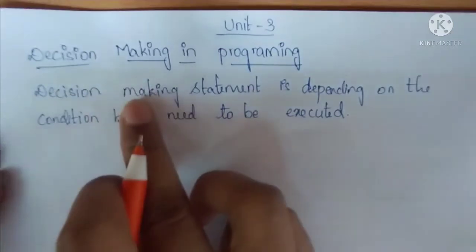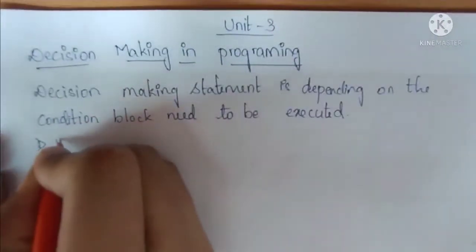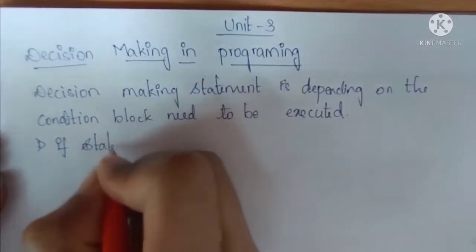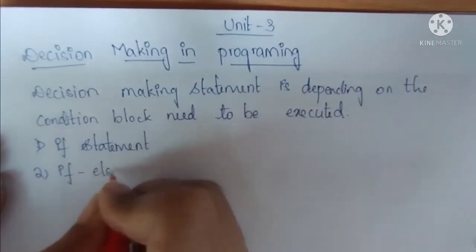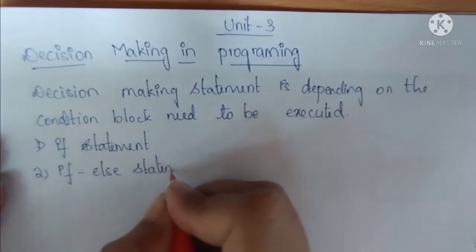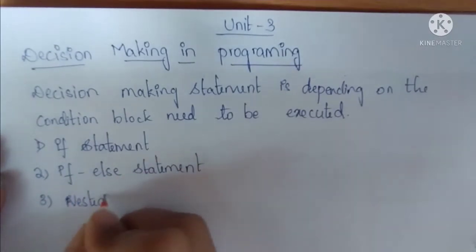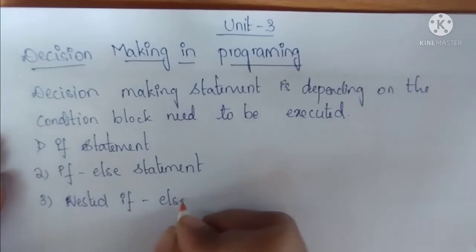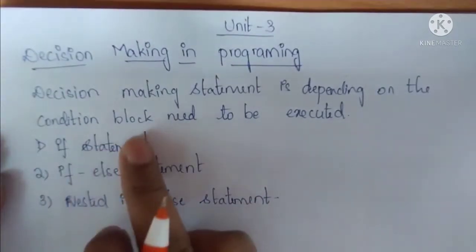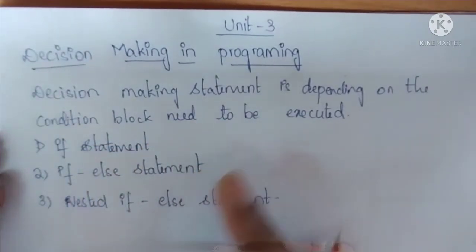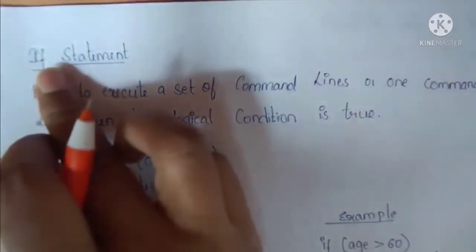Okay, in decision making statements we have types. First we will see the if statement. Second one is if else, and third one is nested if else statements. So in detail we will see what is meant by the if statement, if else statements, and also the nested if statements. Okay, first we are seeing the if statement.